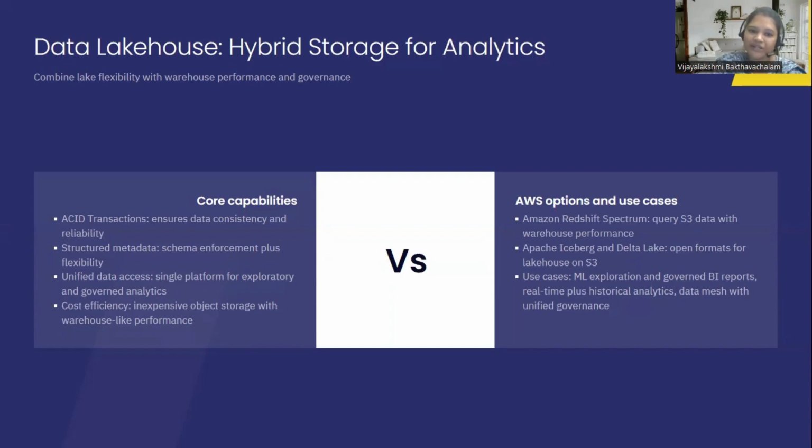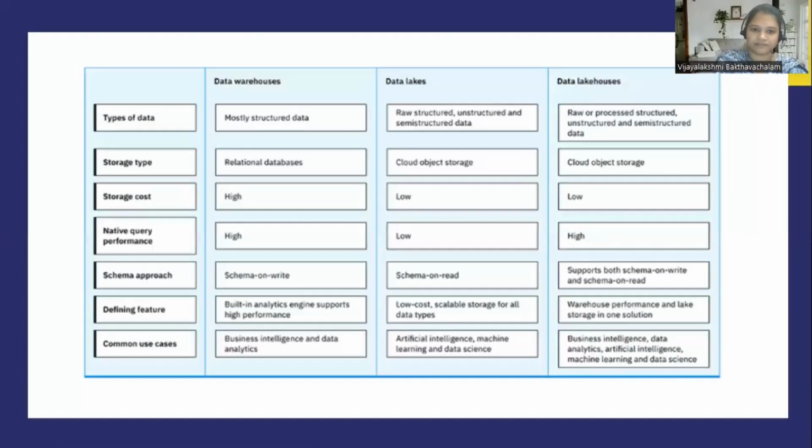So Amazon Redshift Spectrum is one of the examples of data lakehouse patterns in AWS, which is used to query S3 data with warehouse performance. So this makes it useful for machine learning exploration and historical analytics.